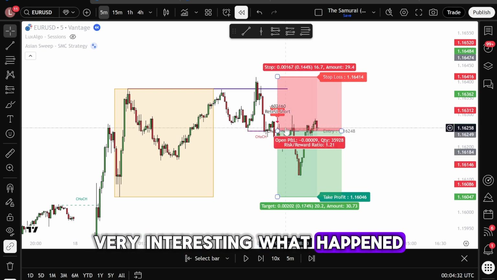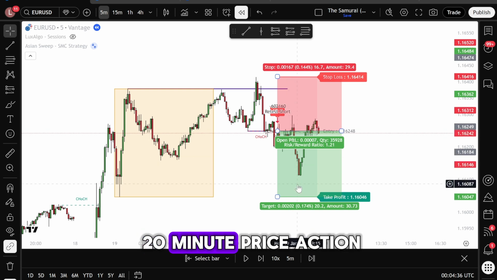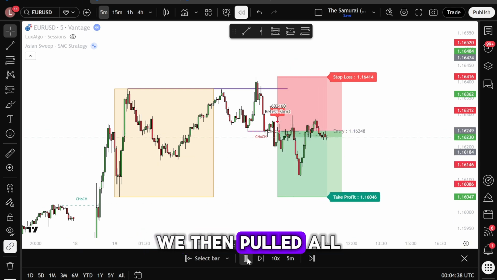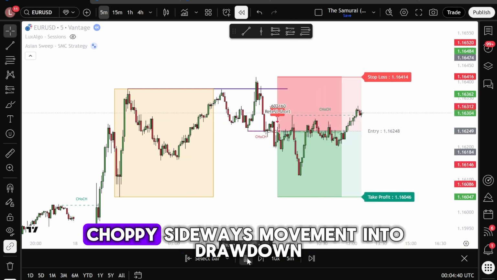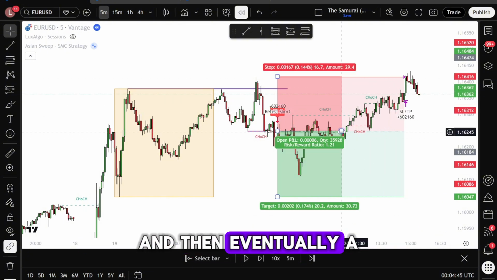Very interesting what happened. So we came down initially and we had somewhat volume in the markets. This was like a 20-minute price action that happened here. We then pulled all the way back to an entry, choppy sideways movement into drawdown, choppy sideways movement again, and then eventually a stop loss hit.